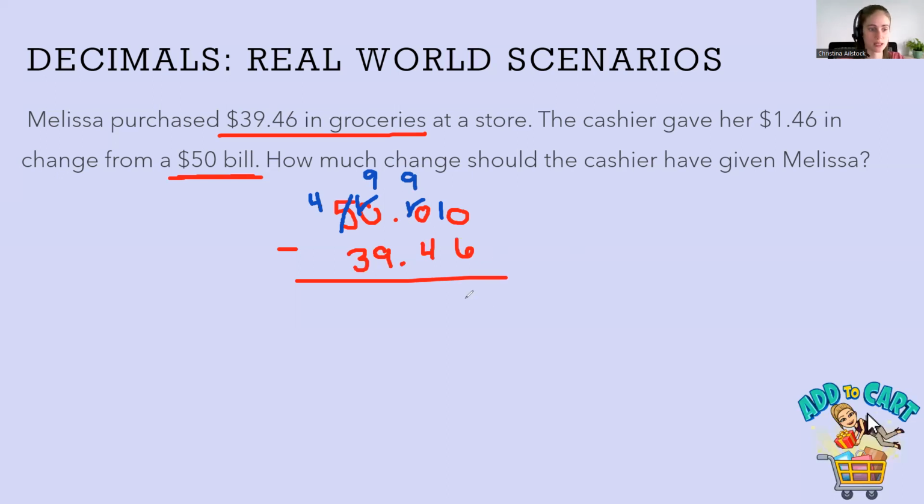So 10 minus 6 is 4, 9 minus 4 is 5. Bring down our decimal point. 9 minus 9 is 0. 4 minus 3 is 1. My goodness, that's a big difference. So Melissa really should have gotten $10.54 back in change. That is a big difference from the cashier only giving her $1.46.